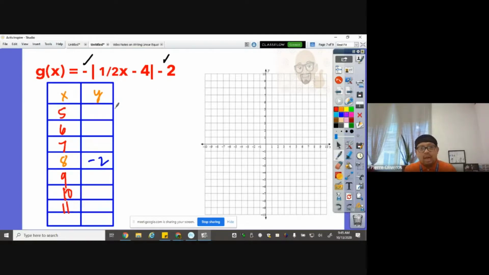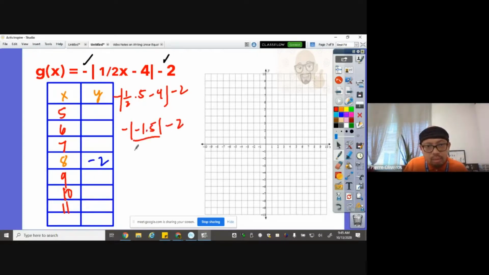I can use a calculator there. So 5 times 1 half. So negative 1 half times 5 minus 4 minus 2. You can use a calculator there. So 5 times 1 half will be 2.5. So 5 times 0.5 is 2.5, minus 4 will give me negative 1.5 absolute value. And then the absolute value of negative 1.5 is going to be 1.5, but there's a negative outside. So negative 1.5 minus 2 will be negative 3.5.